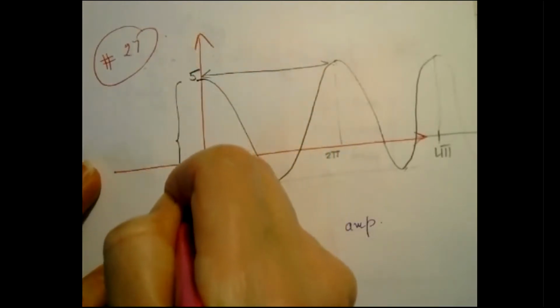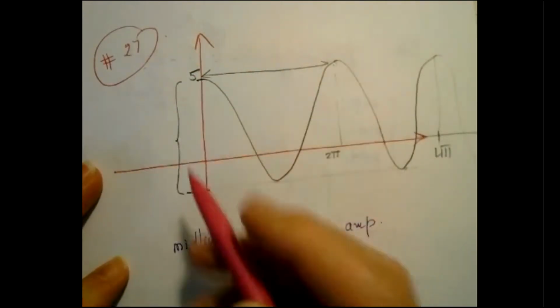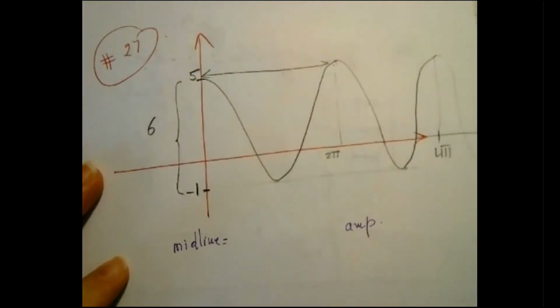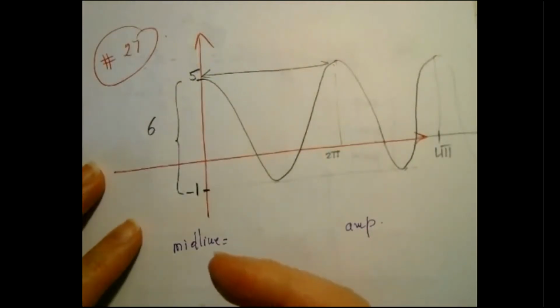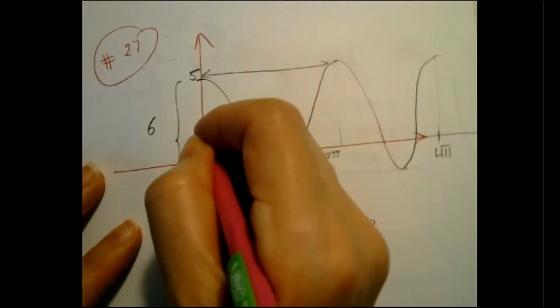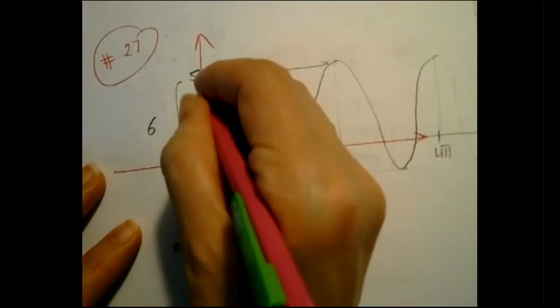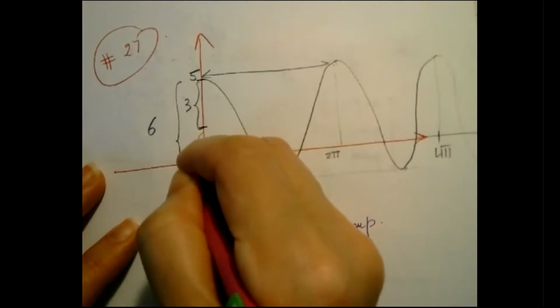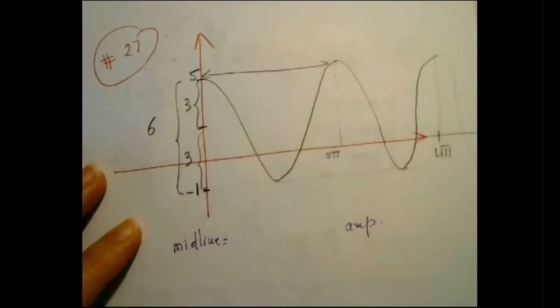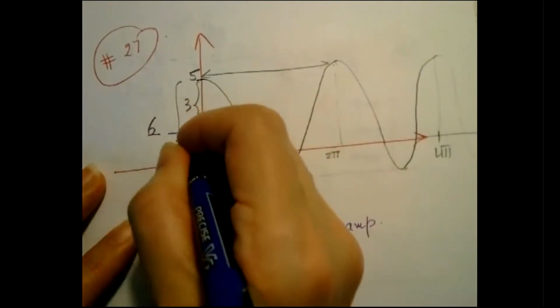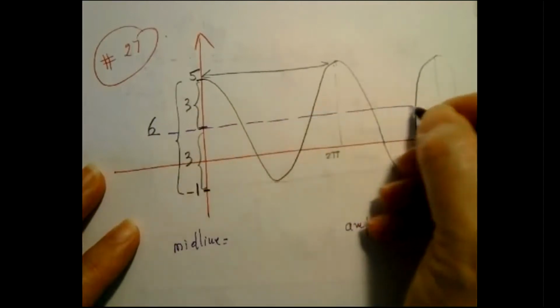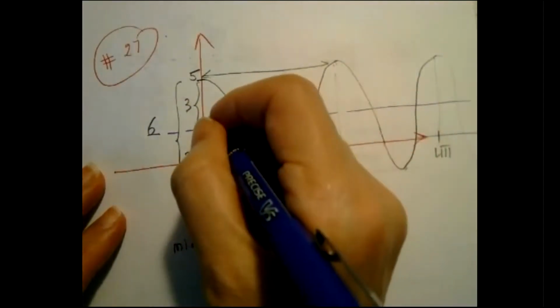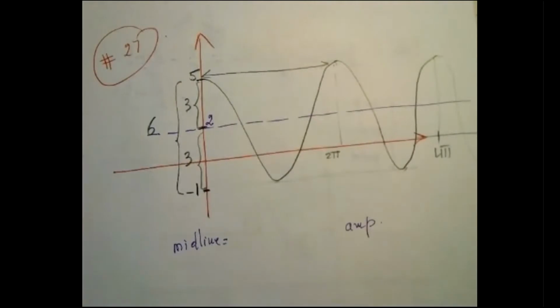From here to here, 5 and 1, we have 6 units. Half of that is 3 units. So I have to go down by 3 or up by 3, which means my amplitude is 3. From here to here, it's 3. As she said, you looked at it, it's halfway through, y equals 2. Believe me, I usually look at it. I usually don't use formulas.